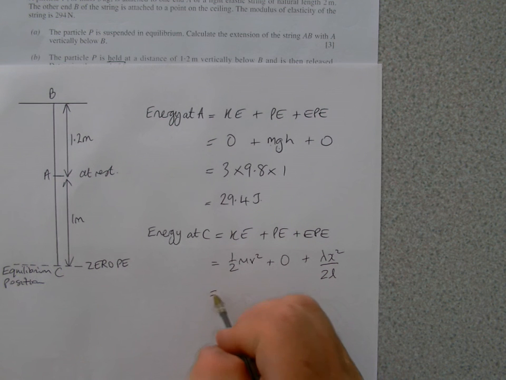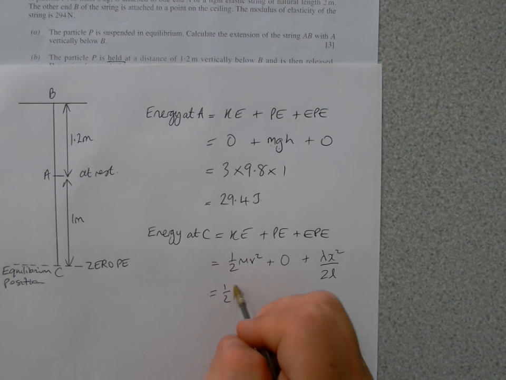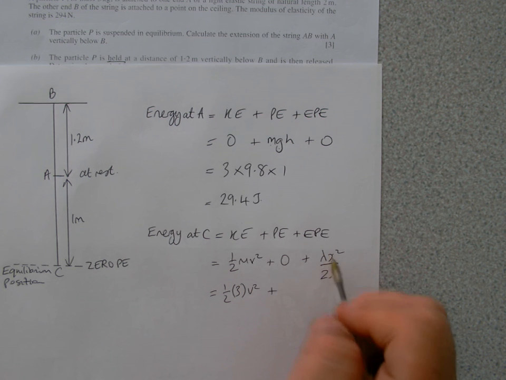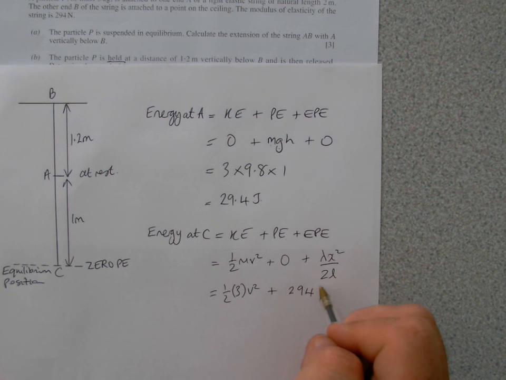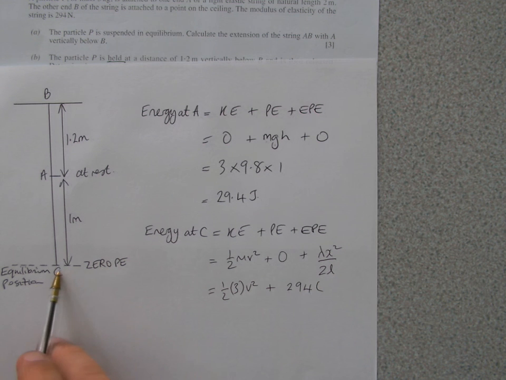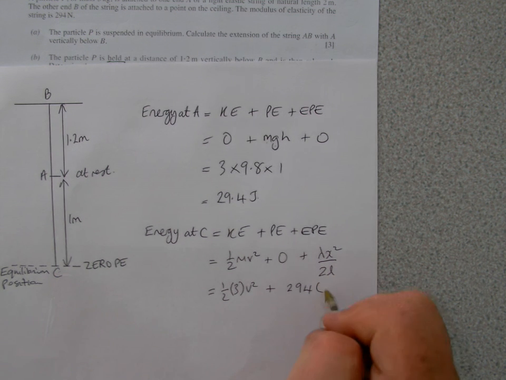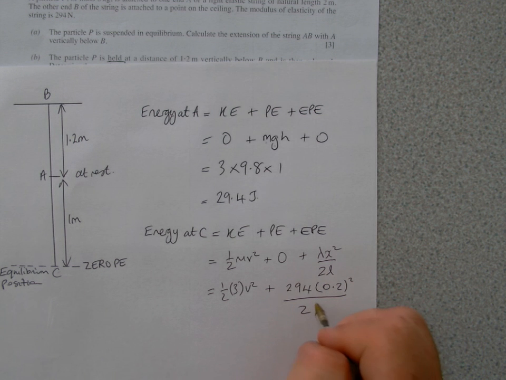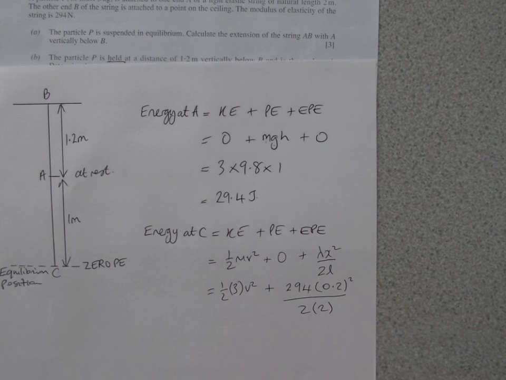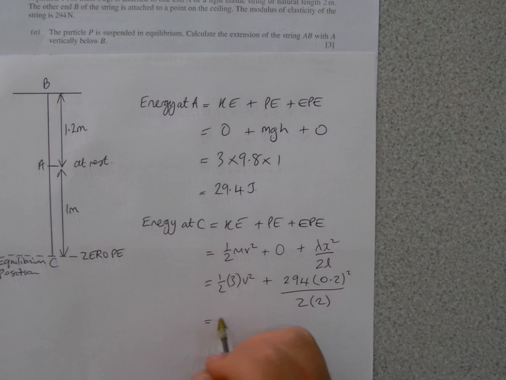So let's figure out what we know. We know the mass obviously to be 3. The speed we don't know; we're going to work that out, and then we can work the energy out here. So the lambda is going to be 294. The extension at there, remember we worked out the extension at the equilibrium position to be 0.2. We worked that out in part A. And the natural length of the string is 2 meters. So when you work all that out, we get 1.5 v squared here. And I worked this out earlier, that came out to be 2.94.